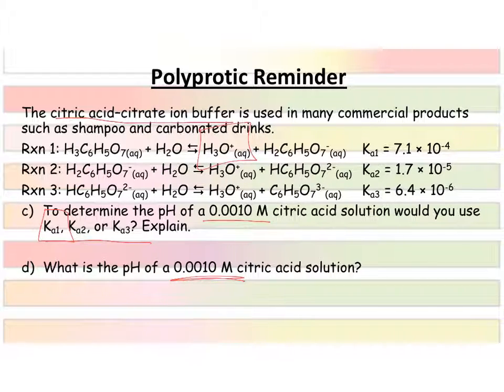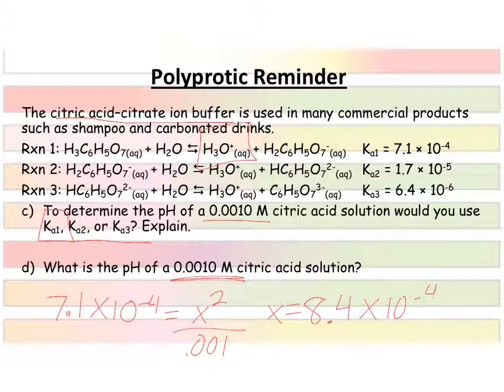So now let's determine the pH of it. We got our Ka is 7.1 times 10 to the negative 4th, and that's equal to x squared over the original concentration. Cross multiply that up and then square root it, and our x value is equal to 8.4 times 10 to the negative 4th. If you negative log that, you get 3.07 as our pH.